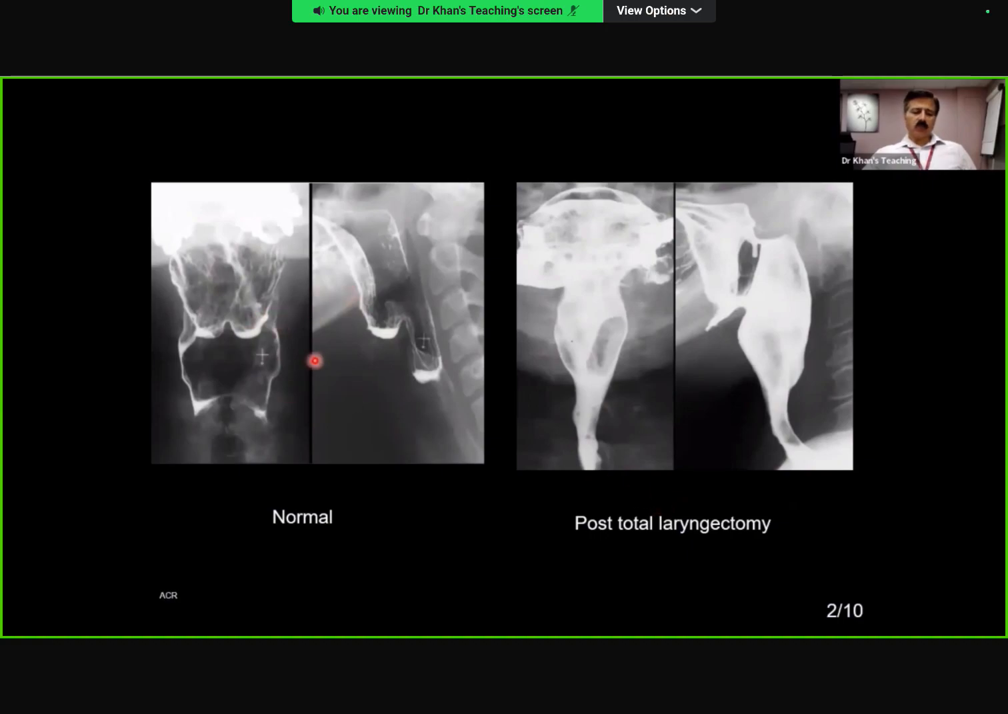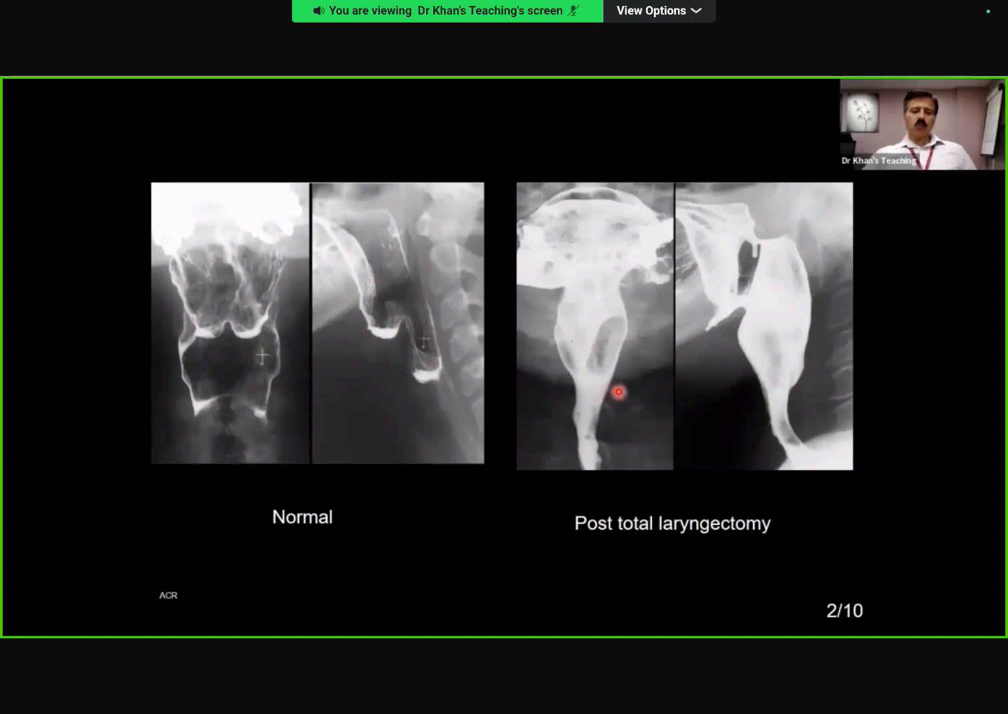So let me tell you the normal anatomy. Normal anatomy, this is an AP film of barium, and this is known as the vallecula here, and this one is right and left. This is the piriform sinus and the piriform sinus. On the lateral film, this is the vallecula, this is the hyoid bone, and this is the piriform sinus. The tongue impression is here, and the epiglottis is here.